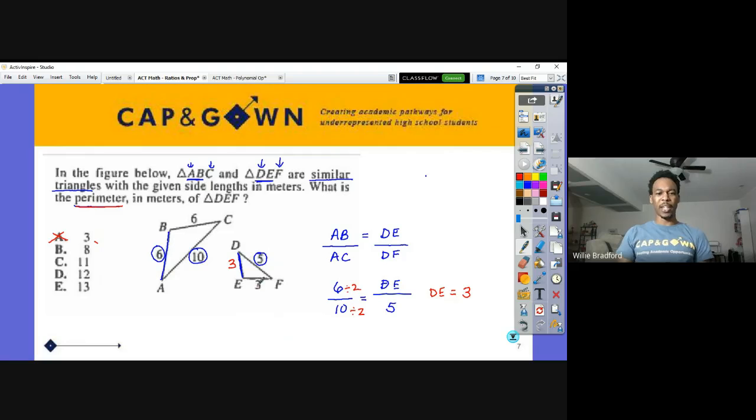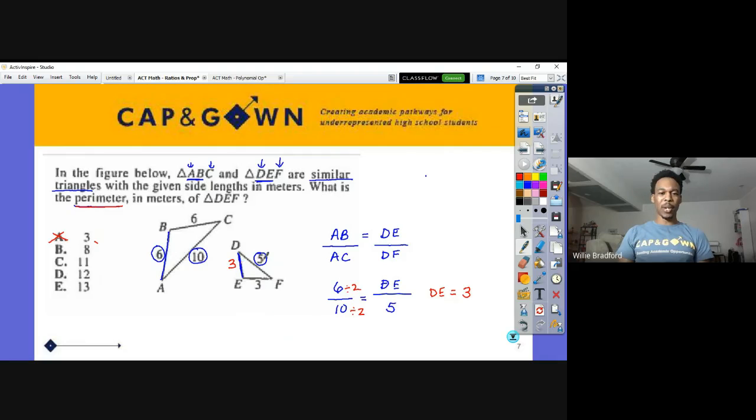We would have seen that, hey, if this is 3, this has to be 3, also if everything is proportional. So we could have saved some time, not even having to do this, if we had seen that these are going to be equal to each other. But I wanted to show you how the proportion was set up.